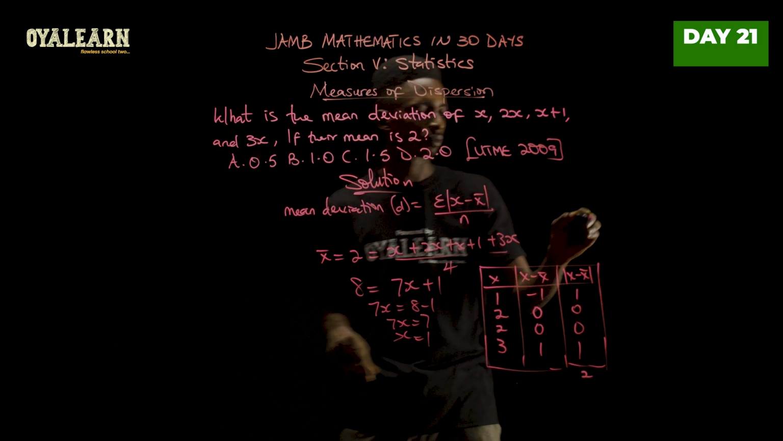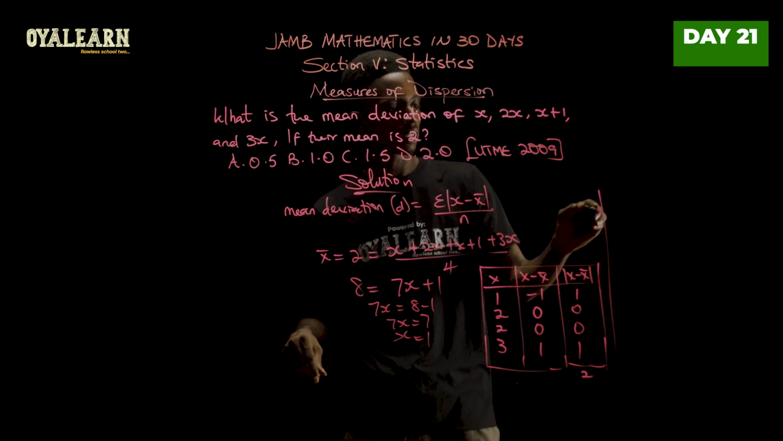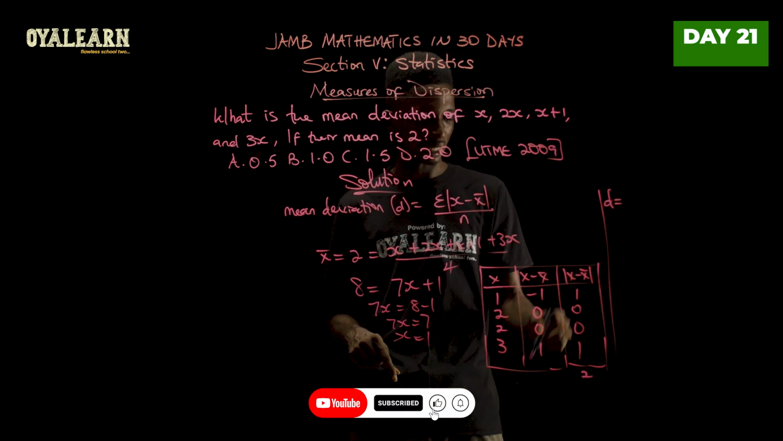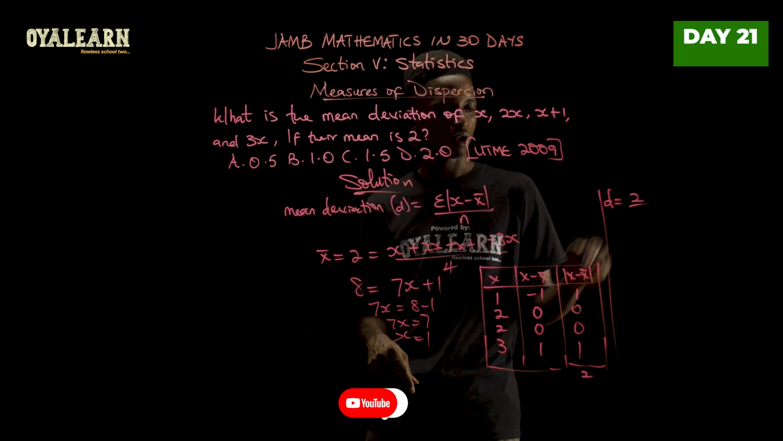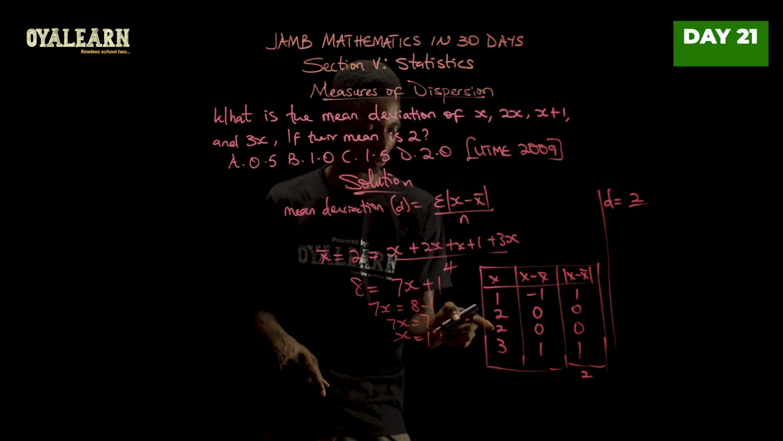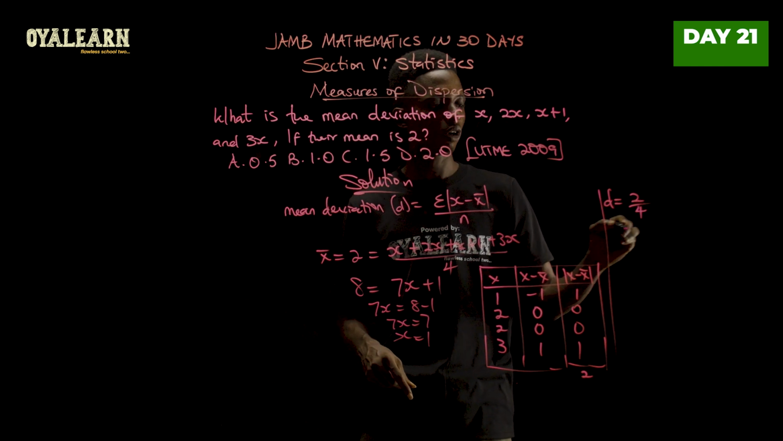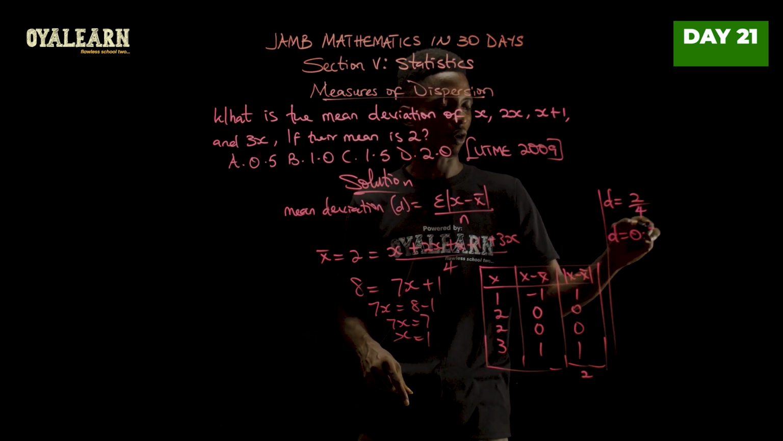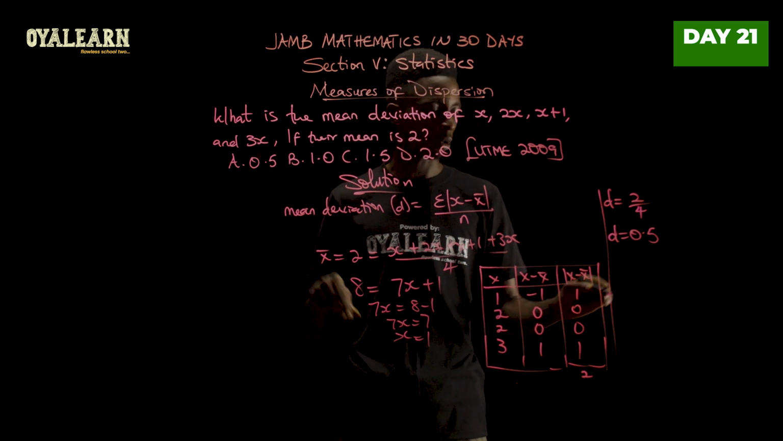From this point, our mean deviation can be gotten as the sum of this, which is 2, over the number of data entries. We have 1, 2, 3, 4. So 2 over 4. So the mean deviation is 0.5, which is in option A.